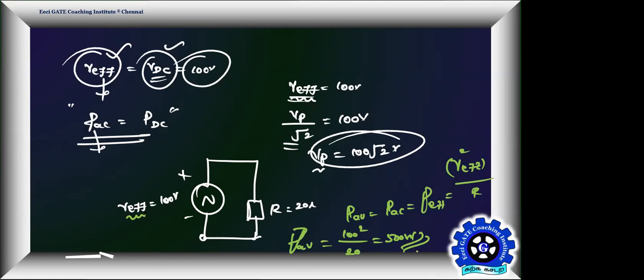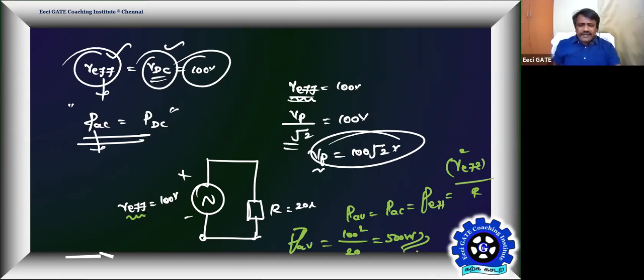So V effective is the designation for an AC source, or this is how we represent an AC source. Any AC source must be referred to by its effective value. We'll see what is meant by effective value now.